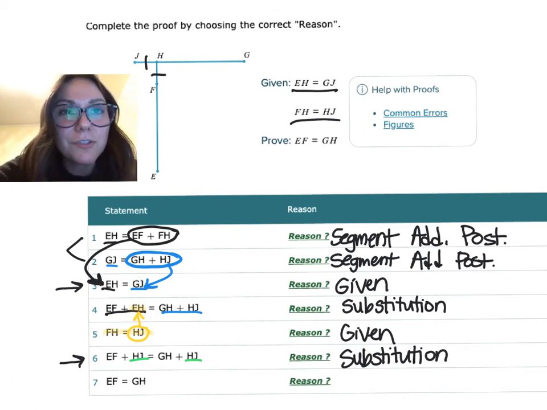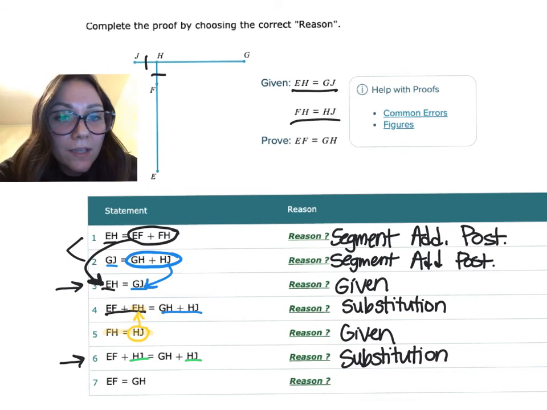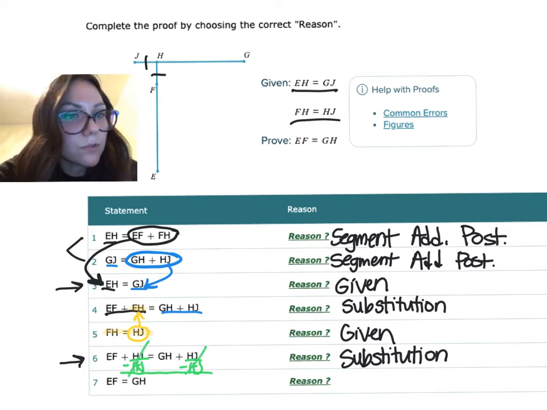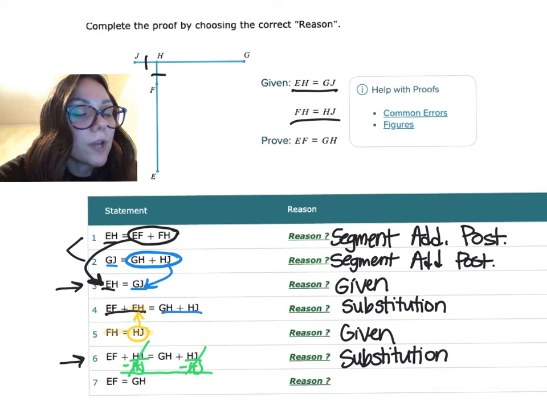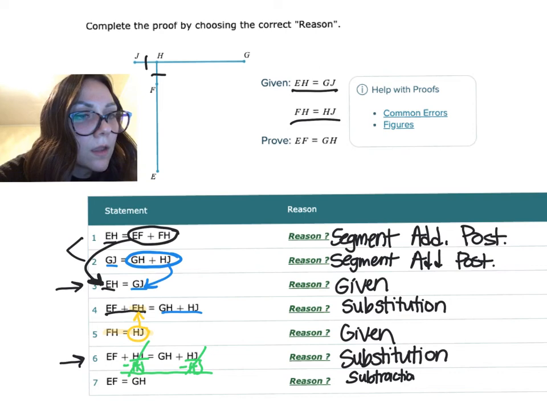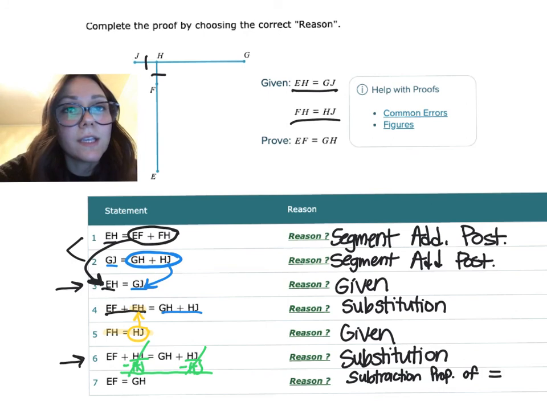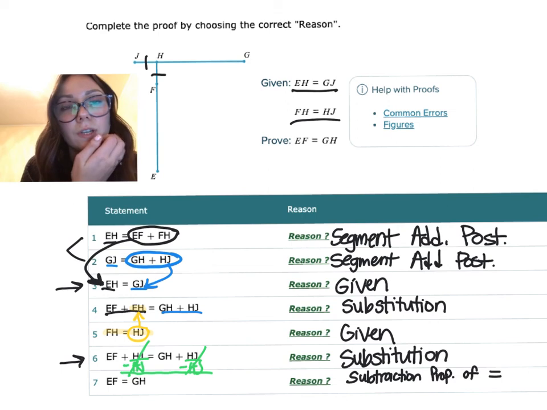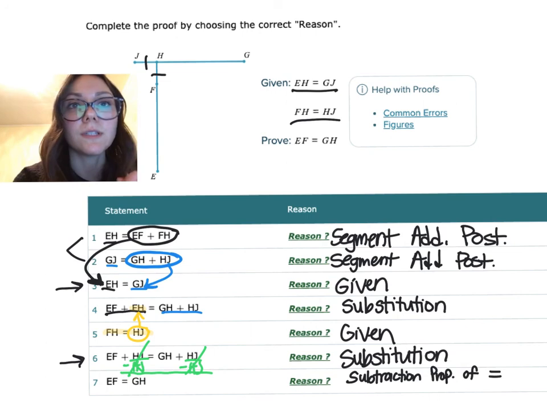So since HJ is on both sides, we can subtract it from both sides to get what we want to prove. And then we have EF equals GH. So that would be the subtraction property of equality. But what ALEKS calls it is addition and subtraction properties. They just include addition and subtraction as the same reason. So I'll show you in a moment what it would look like on what you would type in ALEKS.